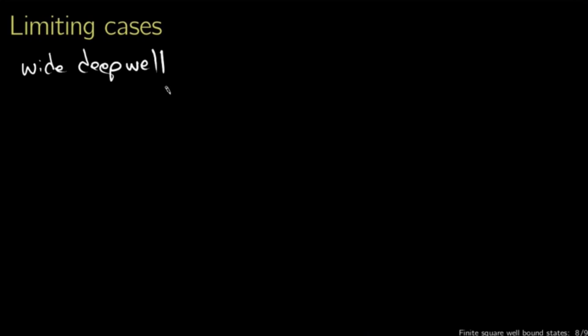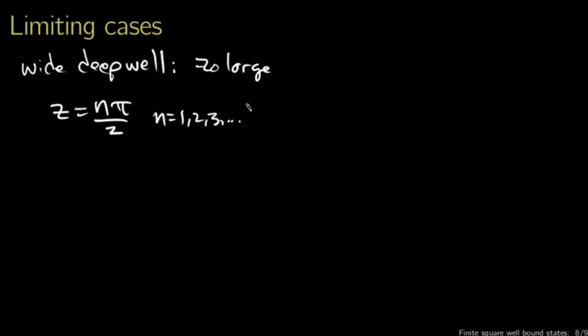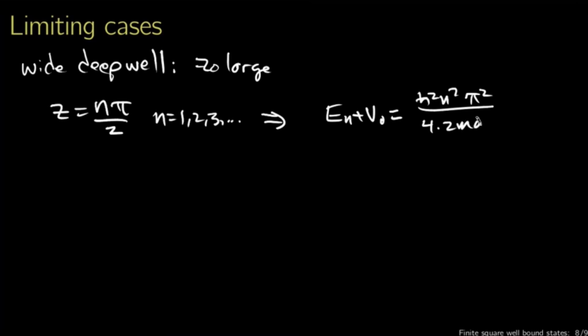So, if I have z naught large, you get many bound states, and they occur at values of that z parameter equal to n pi over 2, where n is now 1, 2, 3, going up to infinity. This is, of course, a very limiting case. But if you substitute in what we knew for our value of z, you can find that E sub n plus V naught is equal to h bar squared n squared pi squared over 4, I'll write it this way, 4 times 2m a squared.